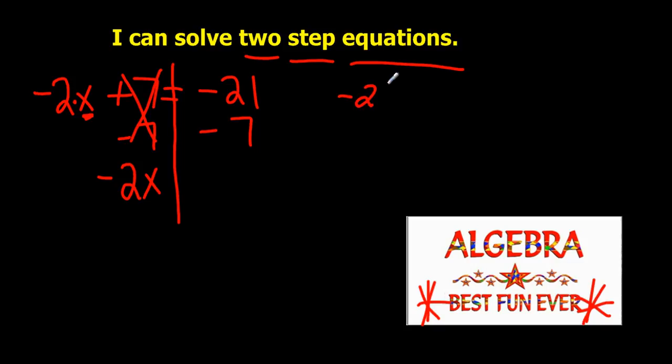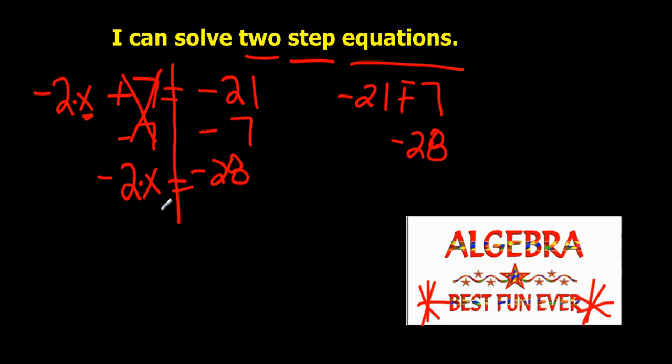Sometimes it's helpful to me with these to go off to the side. Negative 21, stop, chop, chop. Negative 21 plus negative 7 is negative 28. So there we have it. Now I have a one-step equation. Woo! From 2 to 1.